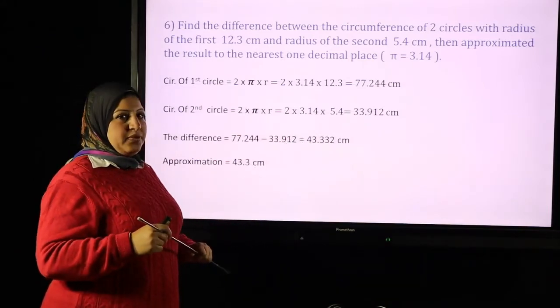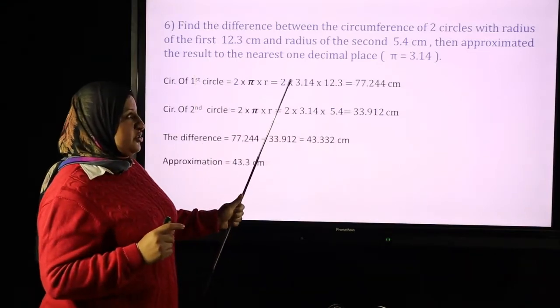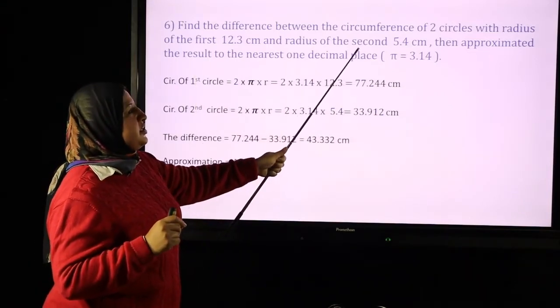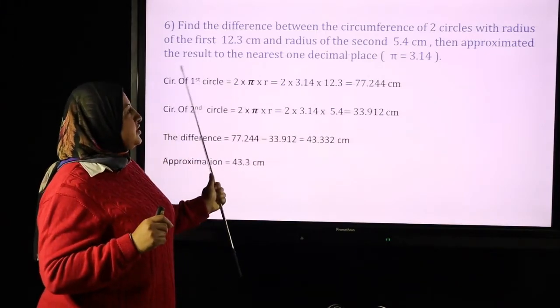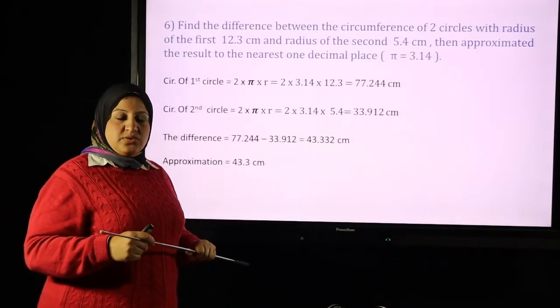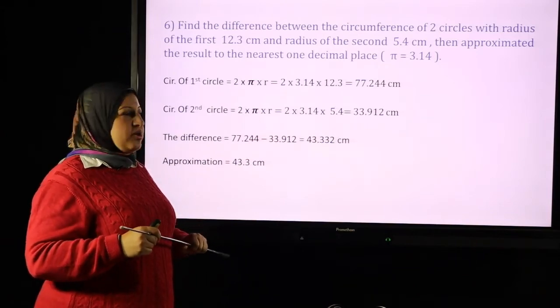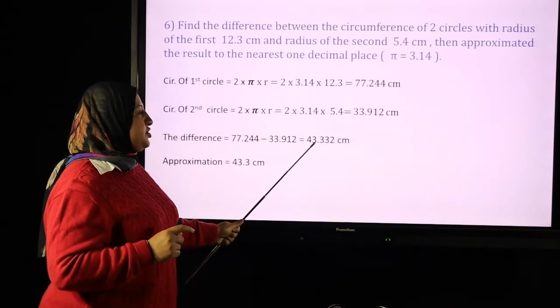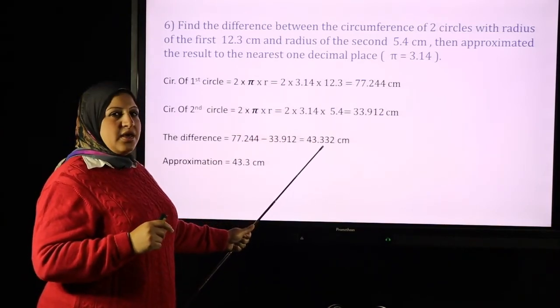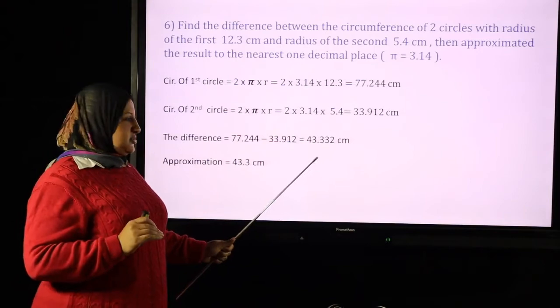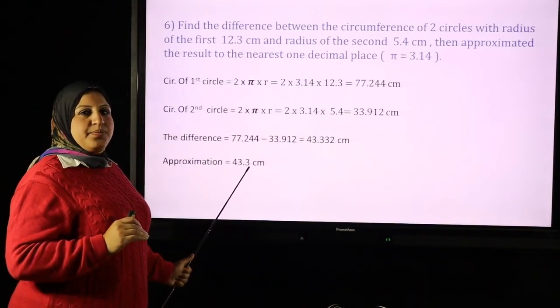43.332 centimeters. We have to make approximation. Don't forget the approximation because the exercise says that we have to approximate the result to the nearest 1 decimal place. 1 decimal place means tenth. What's the tenth here? The tenth is 3. So 3 asks 3, are you weak or strong? 3 is weak. So 3 will be 3 as it is. So the answer will be 43.3 centimeters.